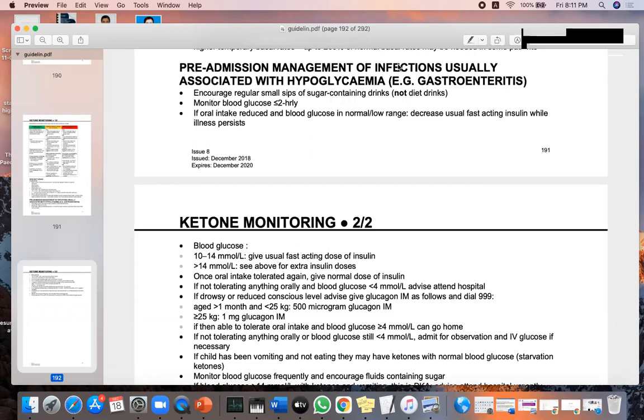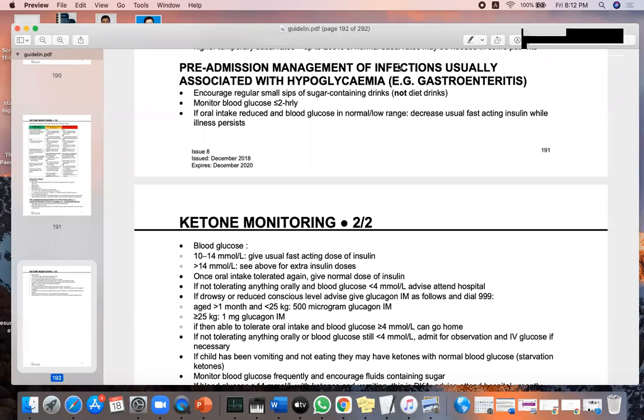Now, the management of starvation ketosis is different from diabetic ketoacidosis. I'm coming one by one, okay? So monitoring blood glucose and blood ketone 2 hourly is very, very important. Encourage the child to take sips of water. If blood glucose is falling below 4, you have to give a sugar-containing drink. You have to stop the insulin. You have to give a sugar-containing drink.